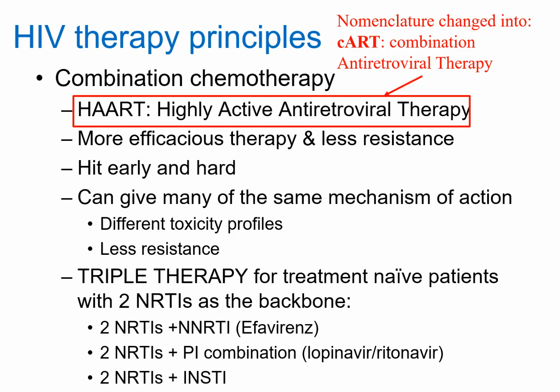We can give drugs of the same mechanism of action in combination with drugs of different mechanisms of action, so that we have different toxicity profiles and less resistance. We have what we call the triple therapy, and that is for treatment-naive patients. What is triple therapy? It is a combination of 2 NRTIs with something else. Remember, we said that we have an RTI backbone. So we always have 2 NRTIs in this triple therapy cocktail, if you want. It could be with an NNRTI, with a protease inhibitor, or with an integrase inhibitor.